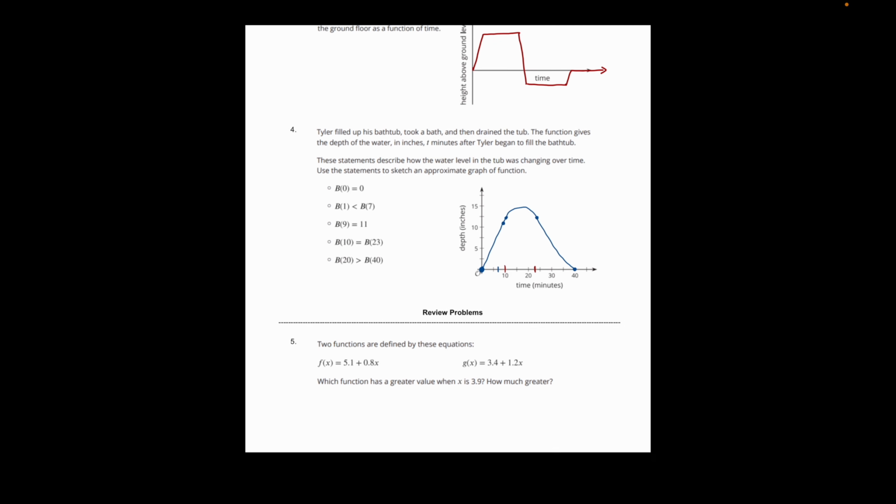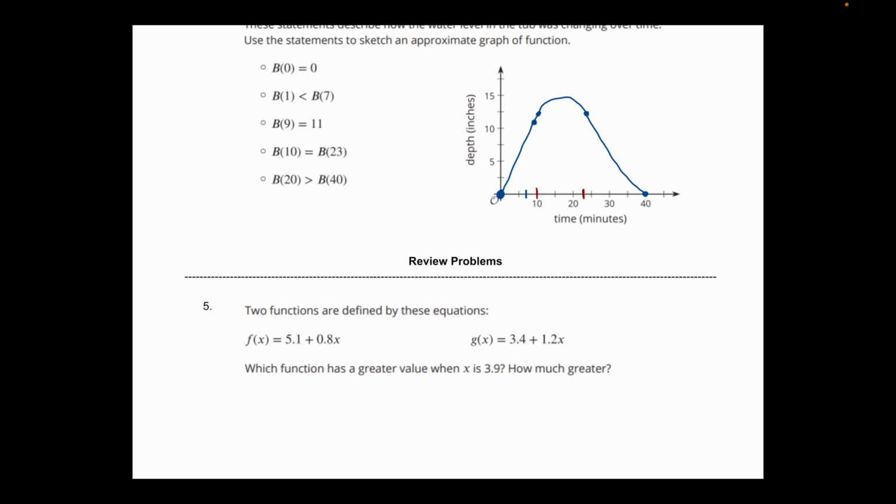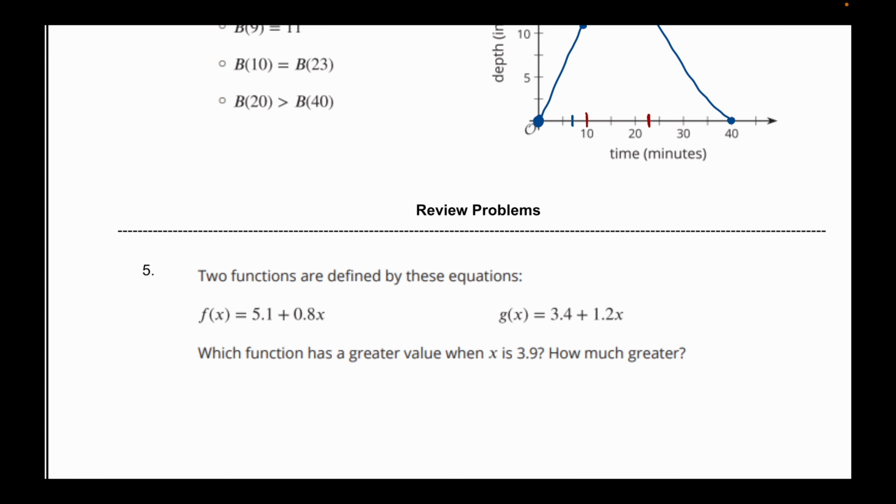Okay, and now we're on to the review problems. So we have two functions defined by these equations. Which function has a greater value when x is 3.9? And how much greater is it? So let's evaluate each of these functions at those points.